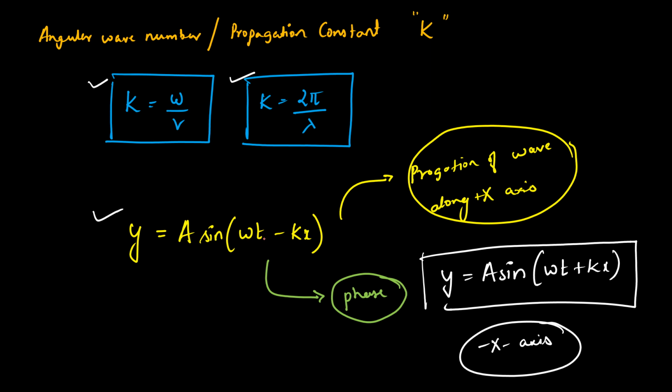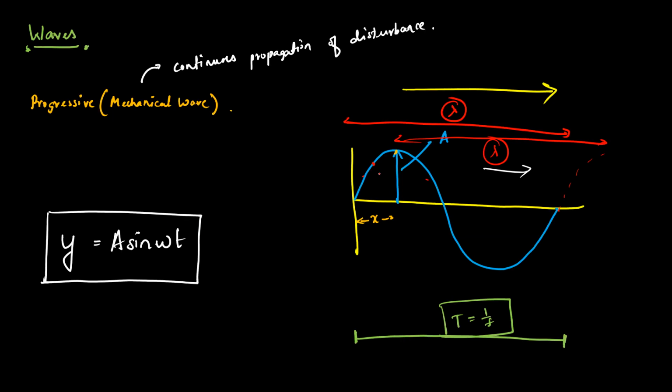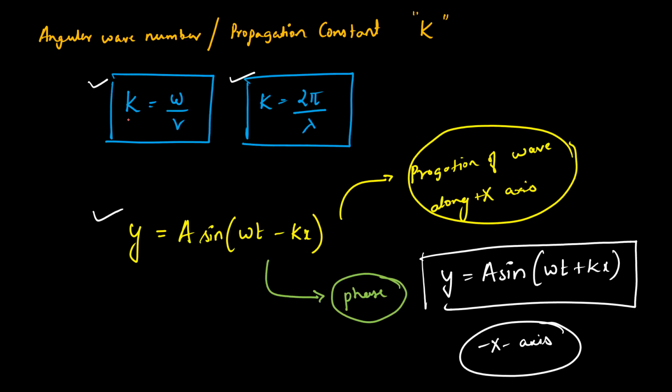T is your time, omega is the angular frequency. Sine is your trigonometric ratio. And what is your a? A is your amplitude. Y will give you the displacement along the y-axis. This will tell you where the particle is. Now, if you know this much, we can start solving the problem.